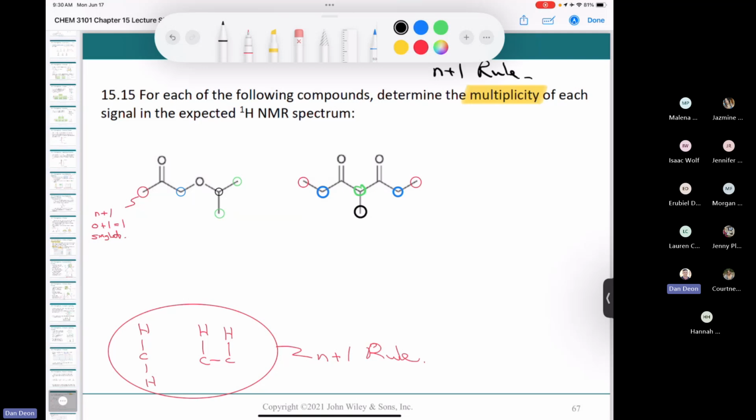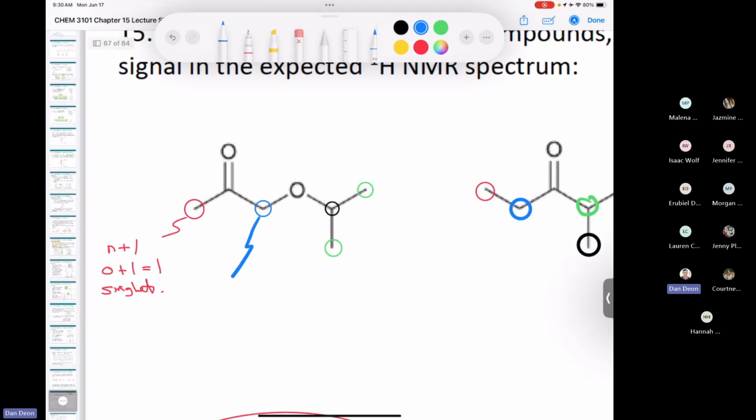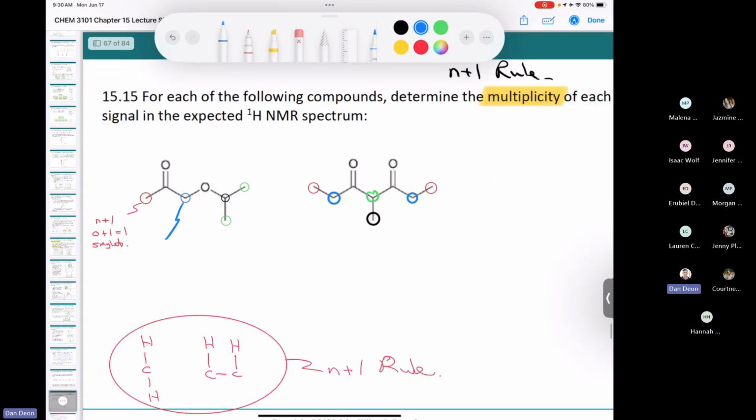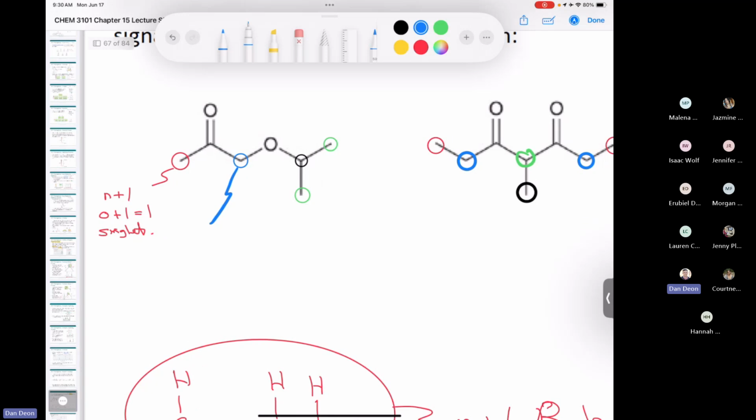All right, so let's take a look at this problem. We started with the first compound, this ester here, and we found out that the red protons, the methyl protons, are not split by any other protons, and so we would get a singlet for those. Did anybody figure out what kind of splitting we would observe, if any, for the blue protons? Would that give us a singlet, doublet, triplet, quartet? Anybody? And it's not a trick question.